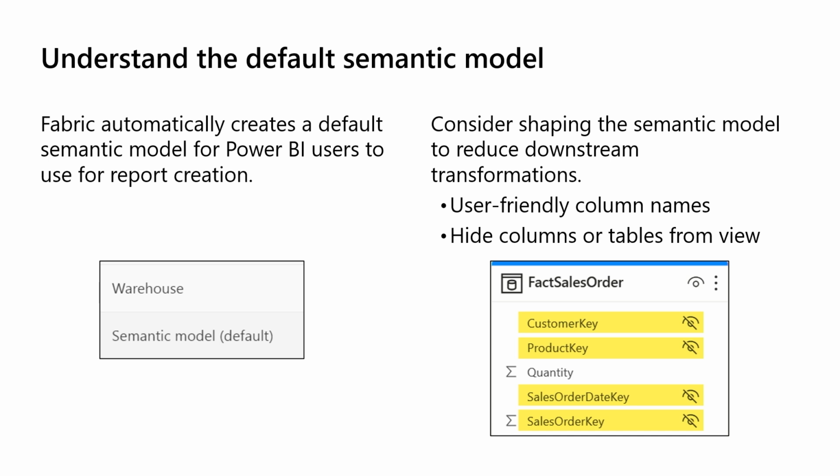Ensure columns have descriptive and user-friendly names. This makes it easier for report creators to understand the data without needing to refer back to the documentation. Consider hiding columns that are not needed for reporting to reduce clutter and improve usability. Similarly, hide entire tables that are not relevant to the reporting needs. By leveraging the default semantic model in Microsoft Fabric and shaping it to suit your needs, you can create a more efficient and user-friendly data environment.